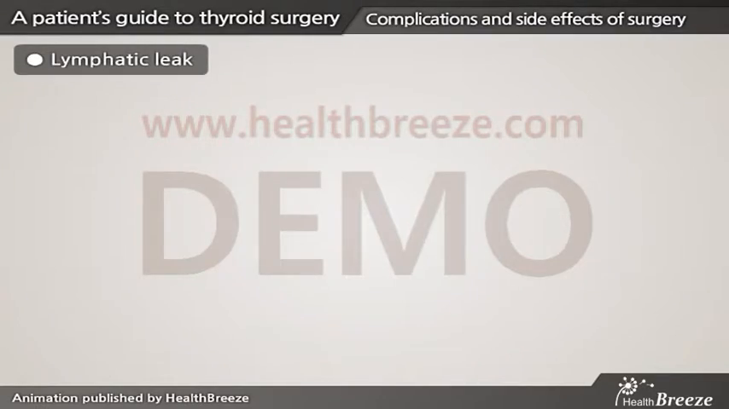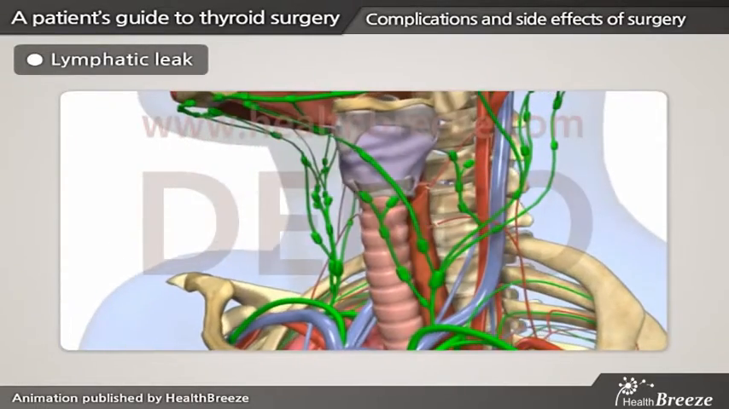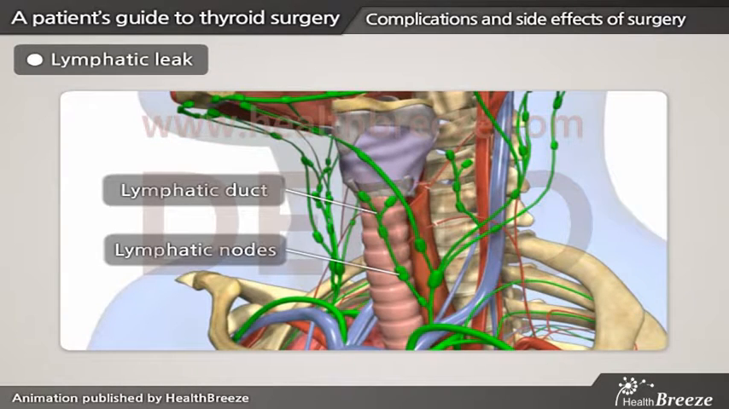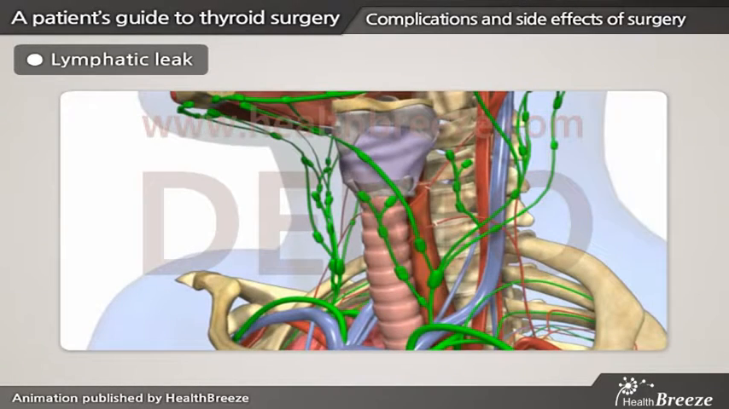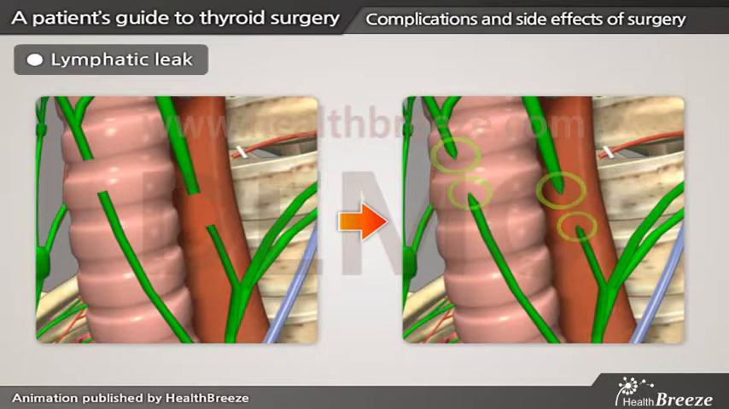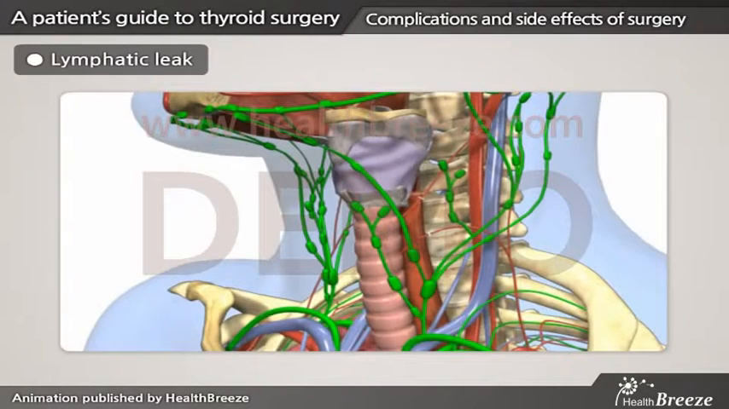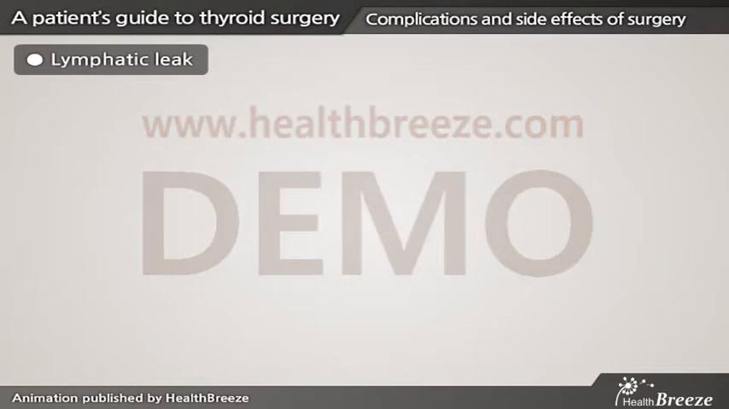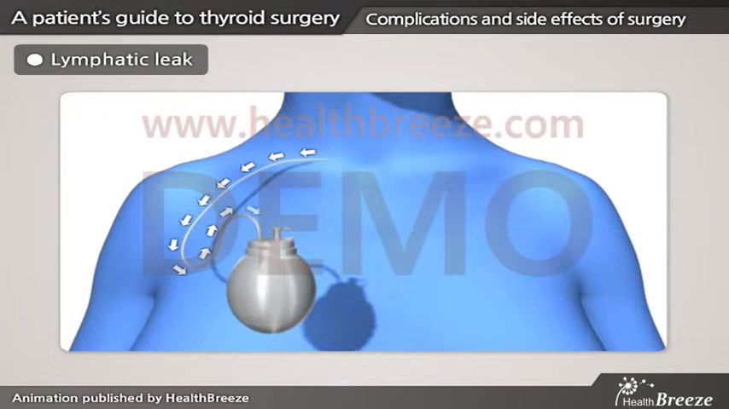Lymphatic leak. The neck also has an intricate and extensive lymphatic drainage system. Thus, thyroid surgeries or lymph node dissections may result in lymph vessel injuries and leaks. Most of the lymphatic leaks resolve on their own and do not require any specific treatment. However, in certain cases of high output leaks, especially after an extensive lymph node dissection, the patient may require ongoing drainage or even a surgical treatment.